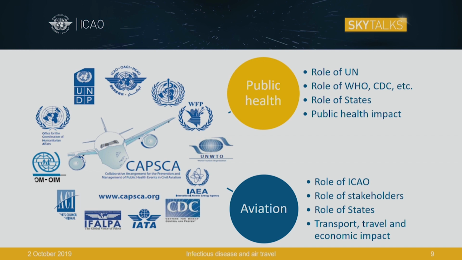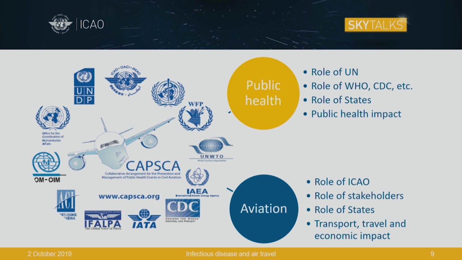This is our role. So what is ICAO doing? ICAO has implemented a program called CAPSCA, which is all about preventing and mitigating the effects of communicable diseases. It has spread a little bit further now than just communicable diseases. We're looking at radiation, chemical spills, and bioterrorism. That's another issue that's really coming up with security nowadays.